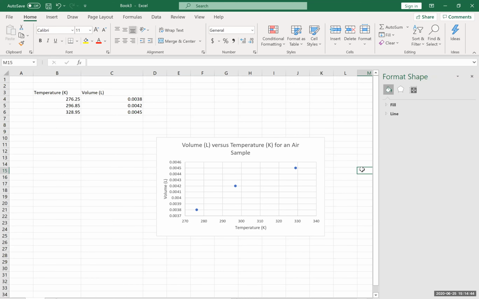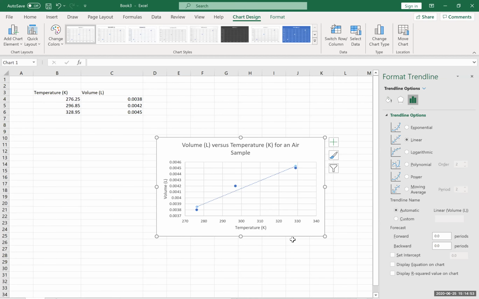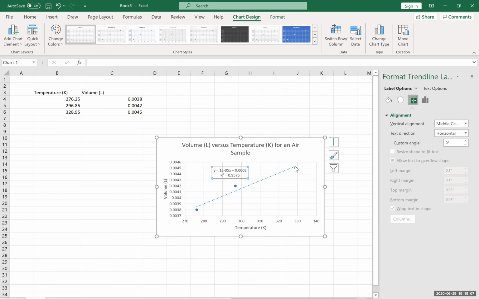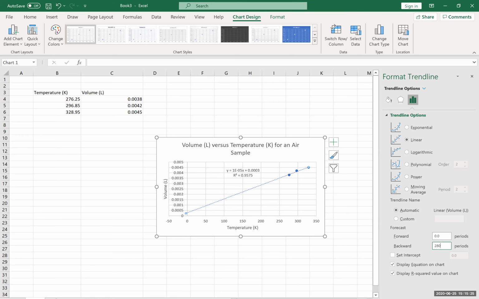Okay, so now that we have our data points in place, we're going to right click on our data and add a trend line. Now, in the trend line settings, you're going to want to display the equation in the chart and display the R squared value in the chart. And now on the trend line, we're going to forecast our trend line backwards 280 units. So you're going to enter 280 periods into the forecast backwards.